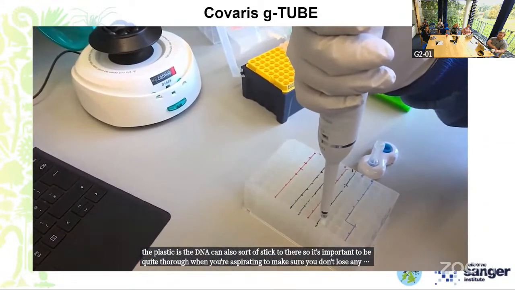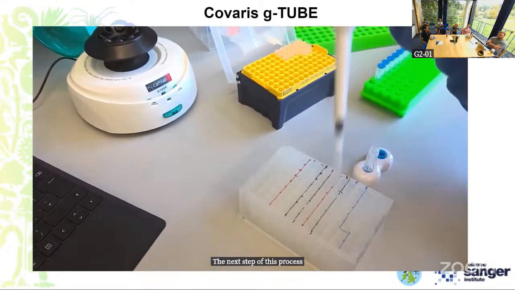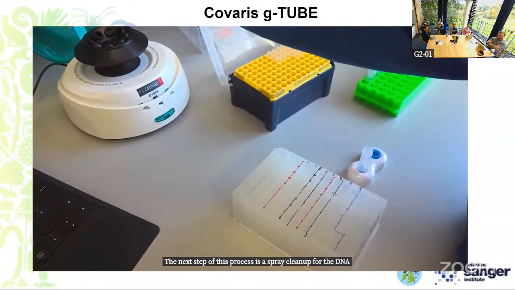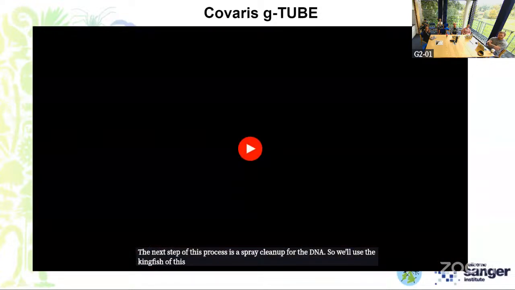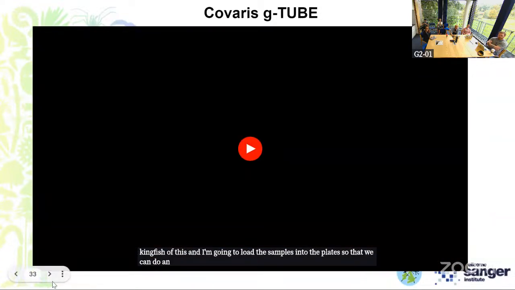The next step of this process is a SPRI cleanup for the DNA. So we'll use the KingFisher for this, and I'm going to load the samples into the plates so that we can do an automated SPRI for these samples.